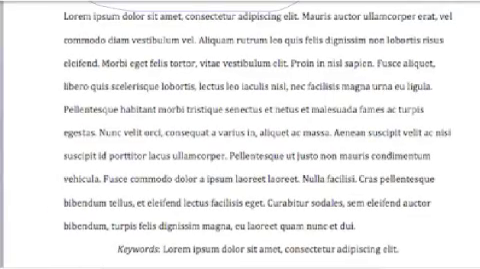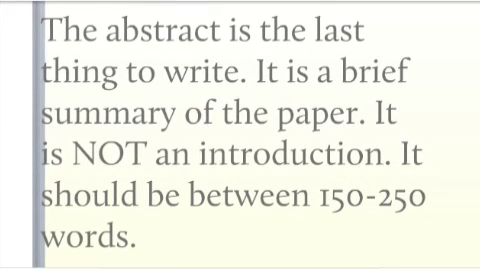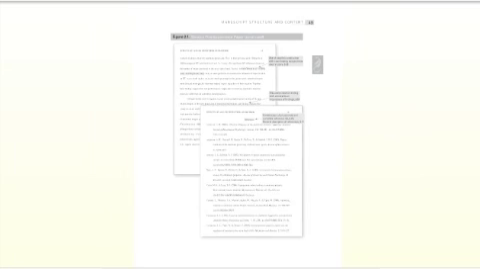Then there's the abstract. The abstract is, as I say here, the last thing you write. It is not an introduction. It is instead a summary of the paper. If a person wants to know what your paper is about, then they need to go to the abstract, because the abstract will tell them. It is a summary. It is between 150 and 250 words.